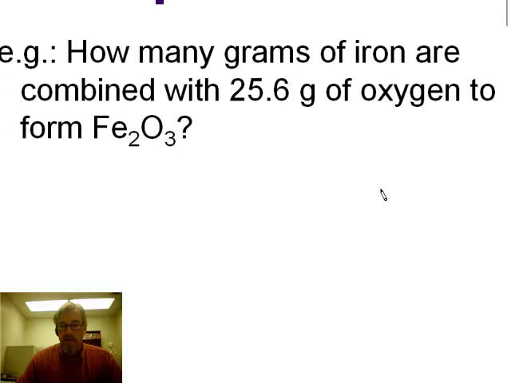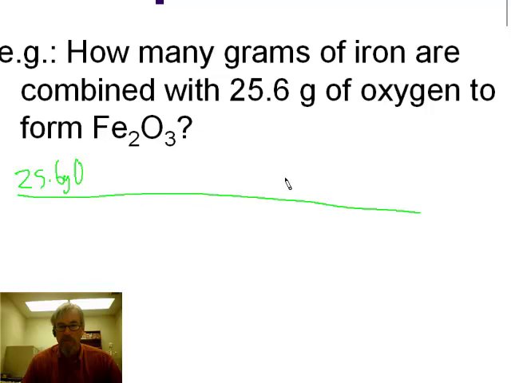How many grams of iron are combined with 25.6 grams of oxygen to form Fe2O3? Well, this is a slightly more complicated problem because it's not just a simple conversion. We have to think about stoichiometry here in addition to the conversion. But again, dimensional analysis is the tool I'm going to use. I'll start out with 25.6 grams of oxygen, and then here's what I know.